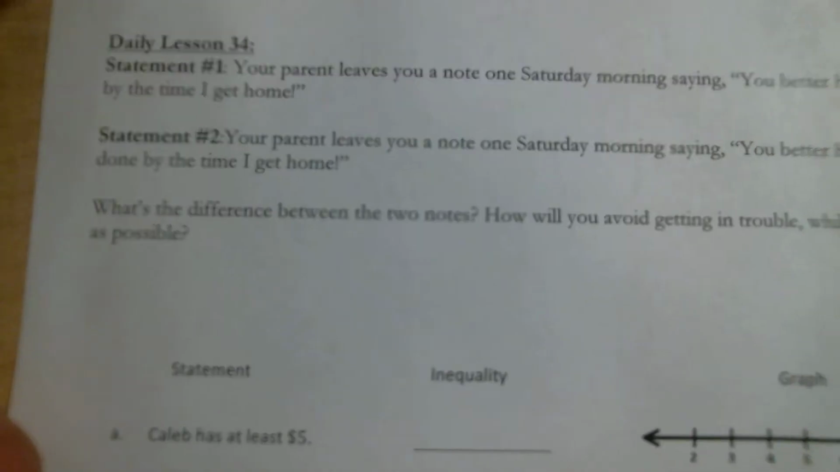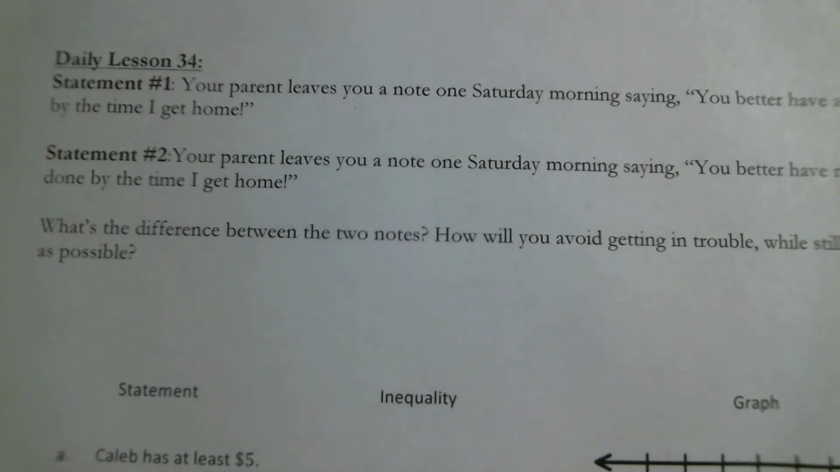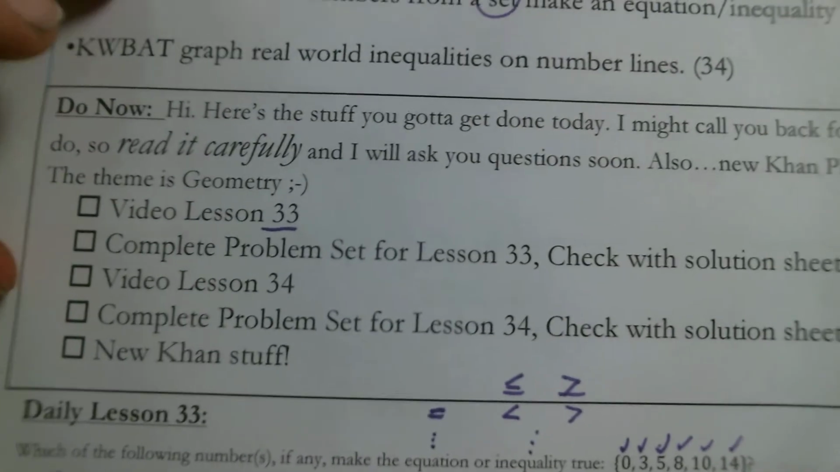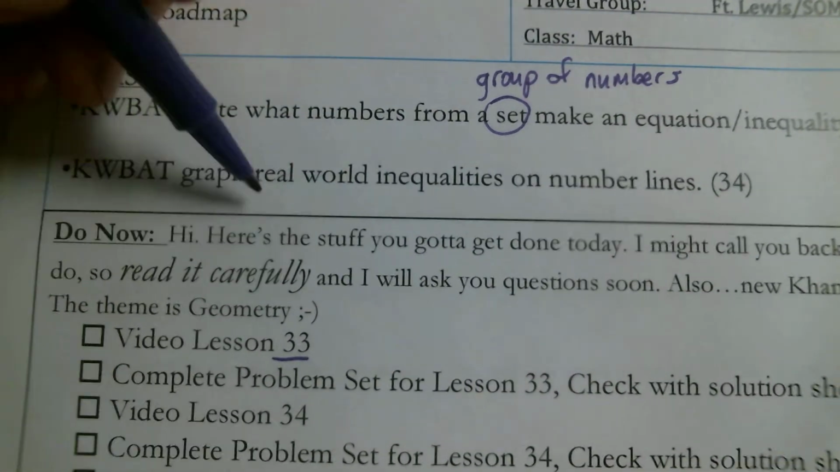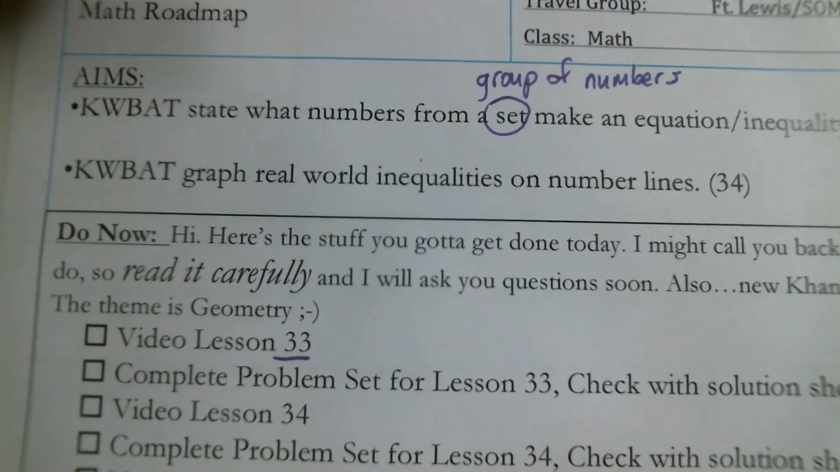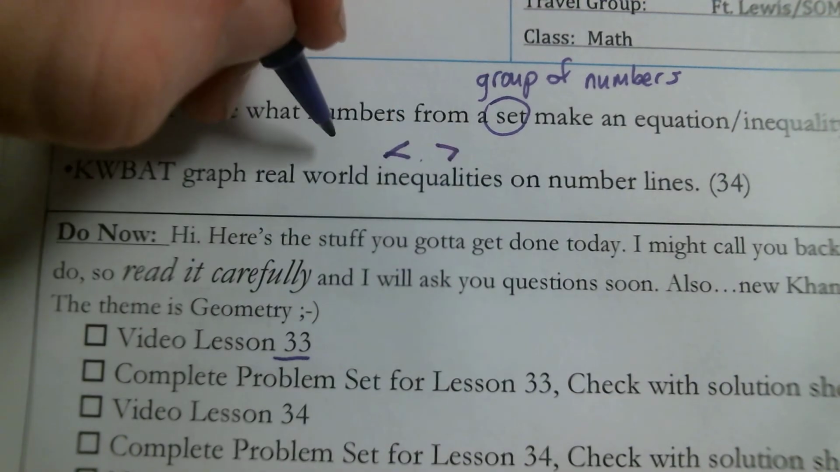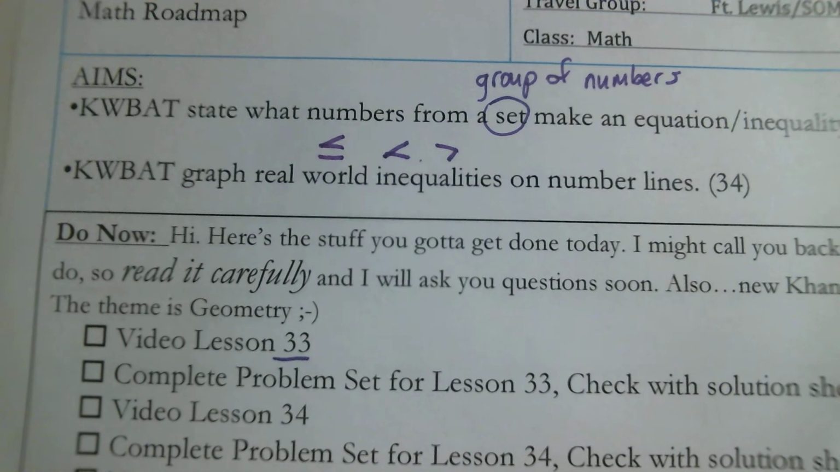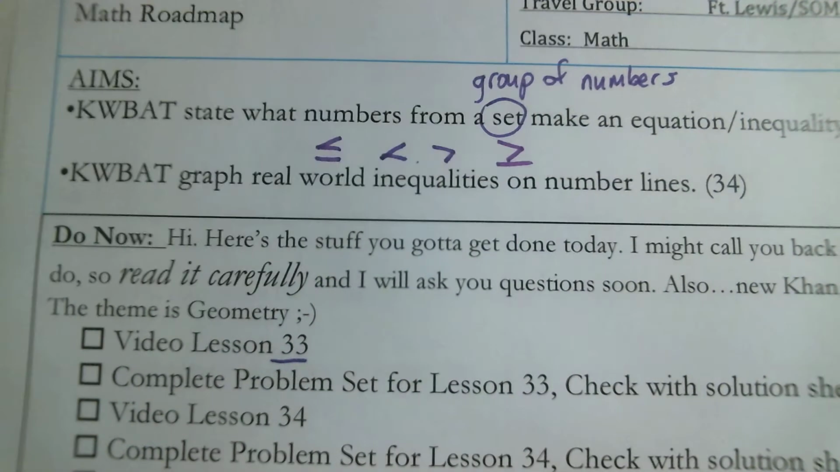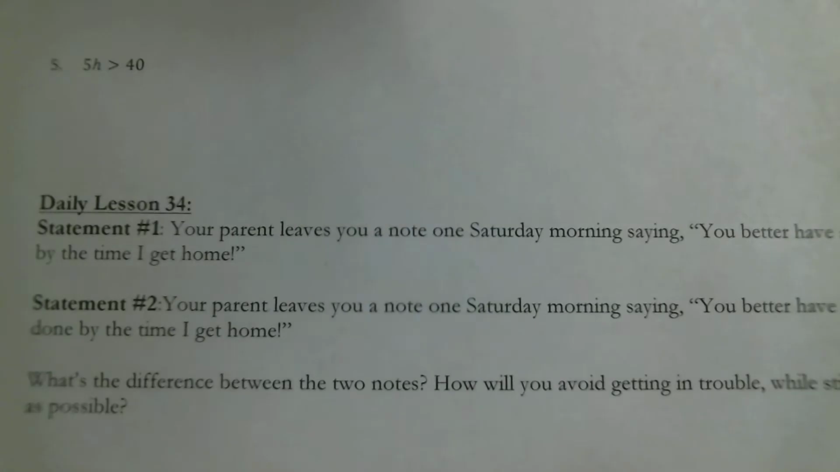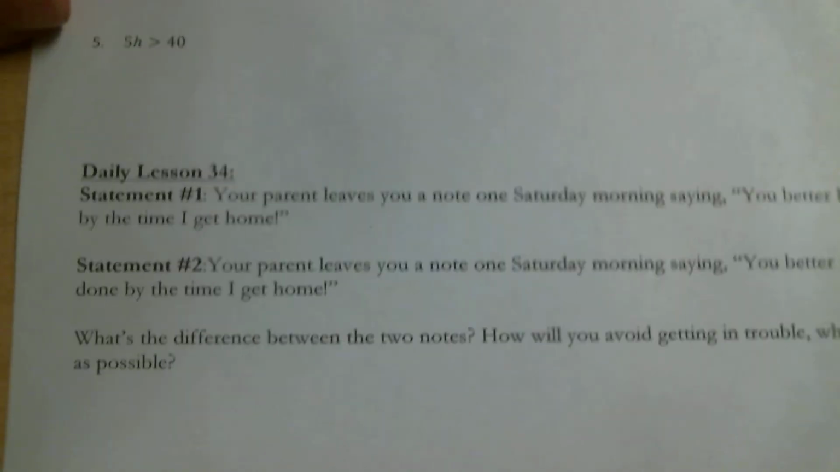All right, Gipsters, moving on to daily lesson 34. This time, our goal is a little different. We are going to be graphing real-world inequalities on number lines. So remember, inequalities mean less than, greater than signs, less than or equal to, and greater than or equal to. So let's go ahead and take a look. Page 3 where it says daily lesson 34.